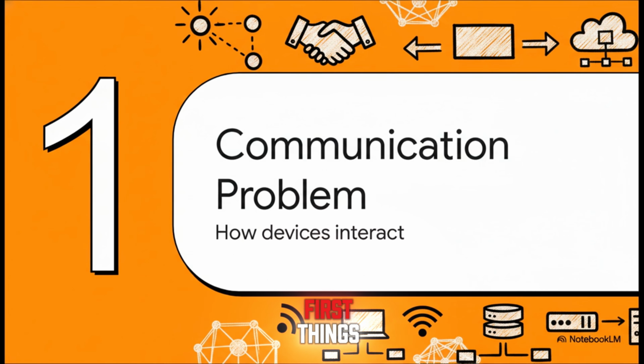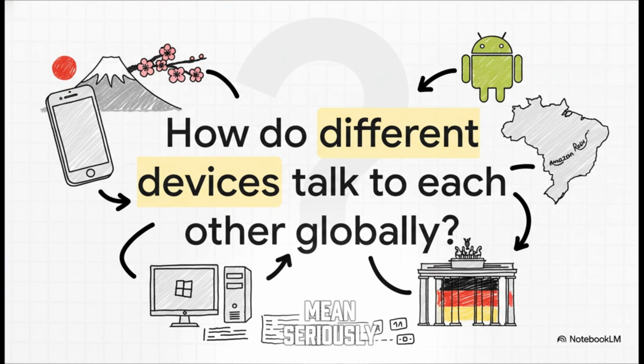Okay, first things first, let's really understand the massive challenge that's at the heart of all of this. I mean, seriously, think about it. You've got an iPhone made by Apple in California trying to connect to a web server running Linux in South Korea, which is talking to a Windows gaming PC in Germany. They're all made by different companies, running different software. How in the world do they speak a common language?